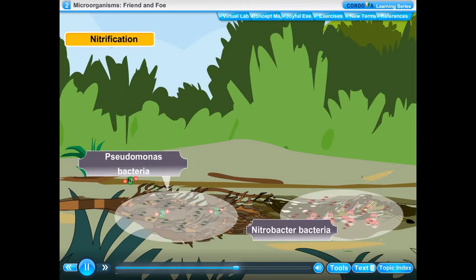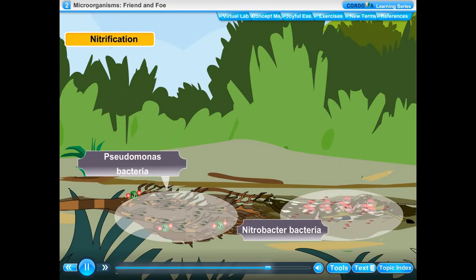Nitrification. Ammonium salt in the soil is converted first into nitrites by Nitrosomonas bacteria. The nitrites are then converted into nitrates by Nitrobacter bacteria. The nitrates so formed in the soil can once again be absorbed by the plants. This process is called nitrification.